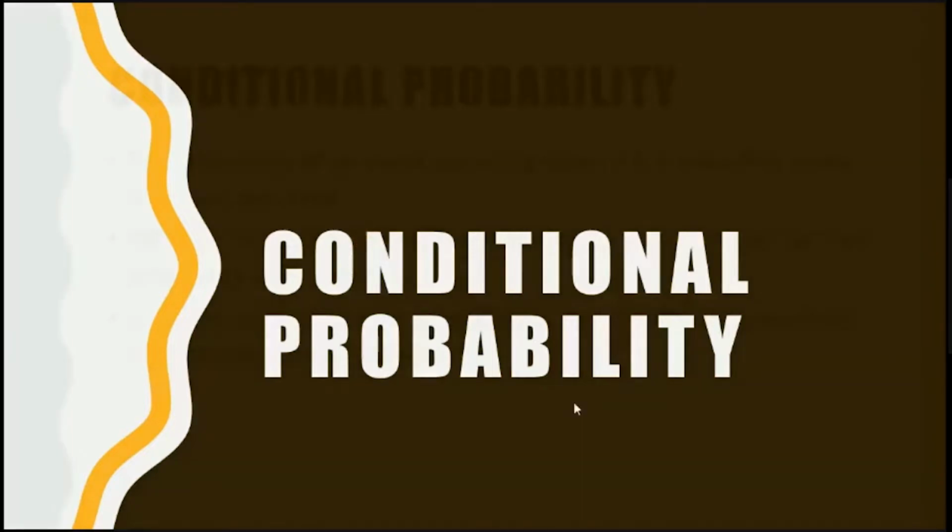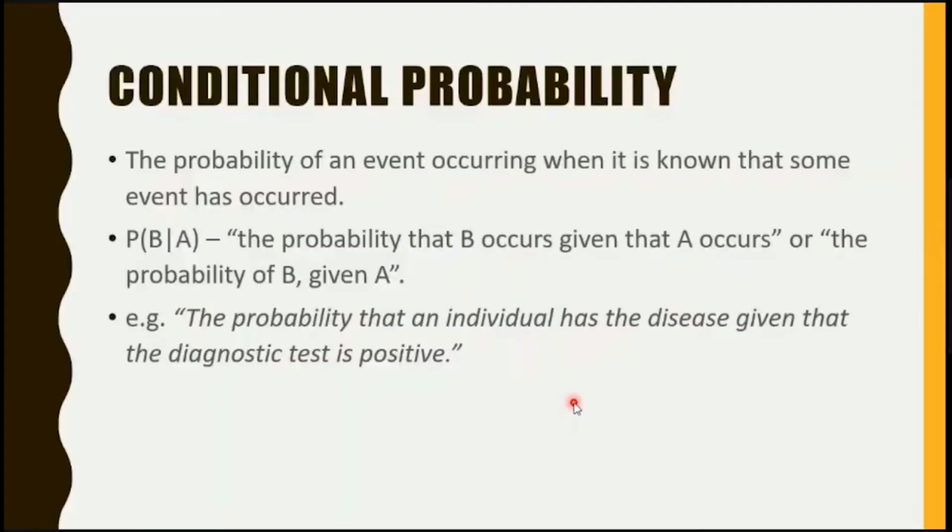When we say conditional probability, it's getting the probability of an event provided that another event had occurred. Say, for example, we have an event A and an event B. In order for us to determine the probability of event B using conditional probability, it should be that event A had occurred. Say, for example, if we want to find the probability that an individual has the disease given that the diagnostic test is positive.